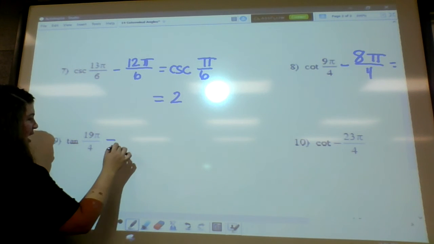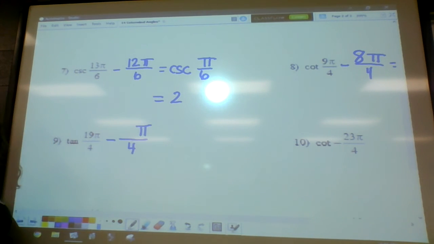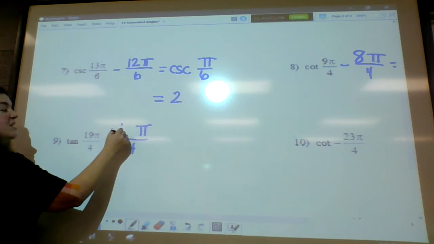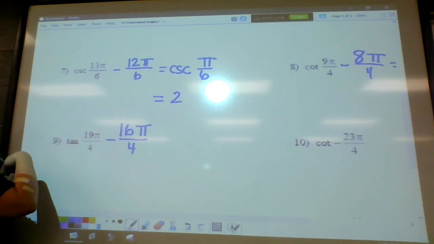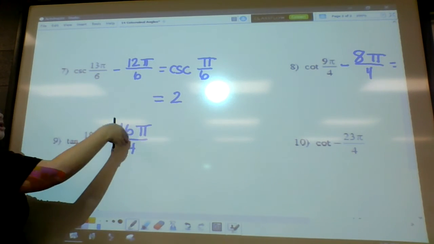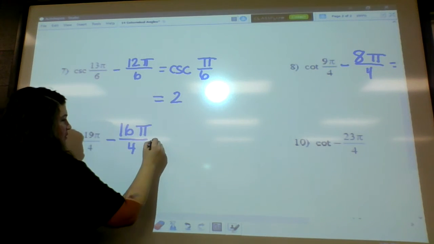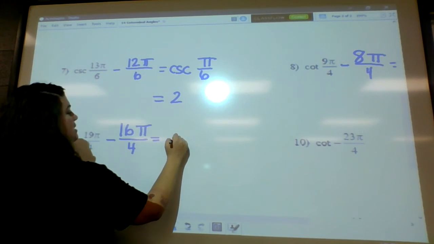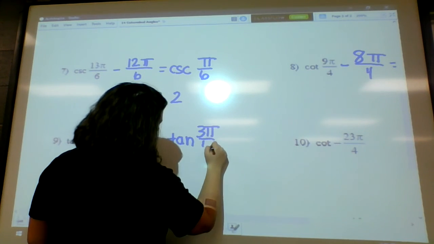All right, we do have to take off something over 4, though, right? How many over 4s? 16. So you could take off 8 over 4, but that wouldn't get you down into the 2 pi range, right? So you'd have to take it off again. So you can just go ahead and take off 4 pi, which is 16 over 4. So this would be the tangent of 3 pi over 4.